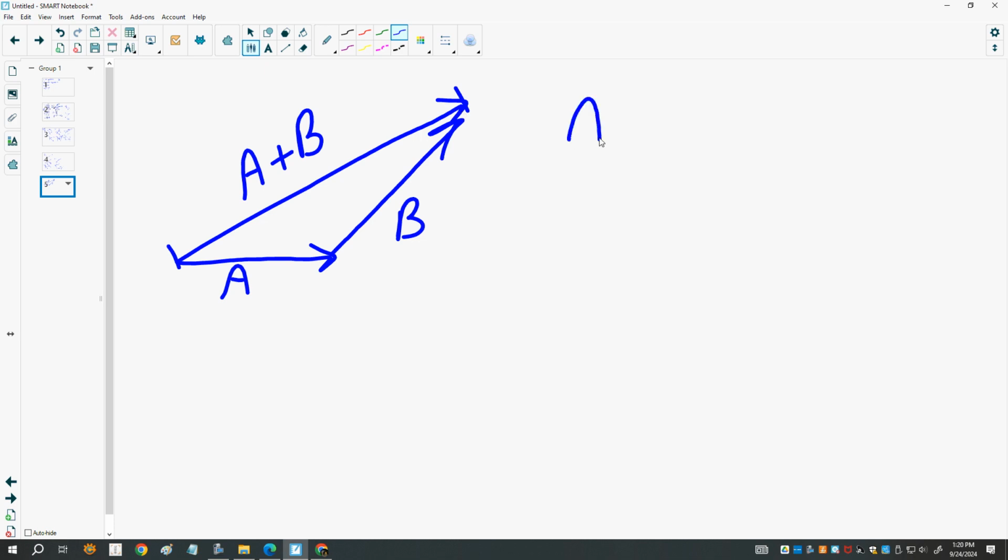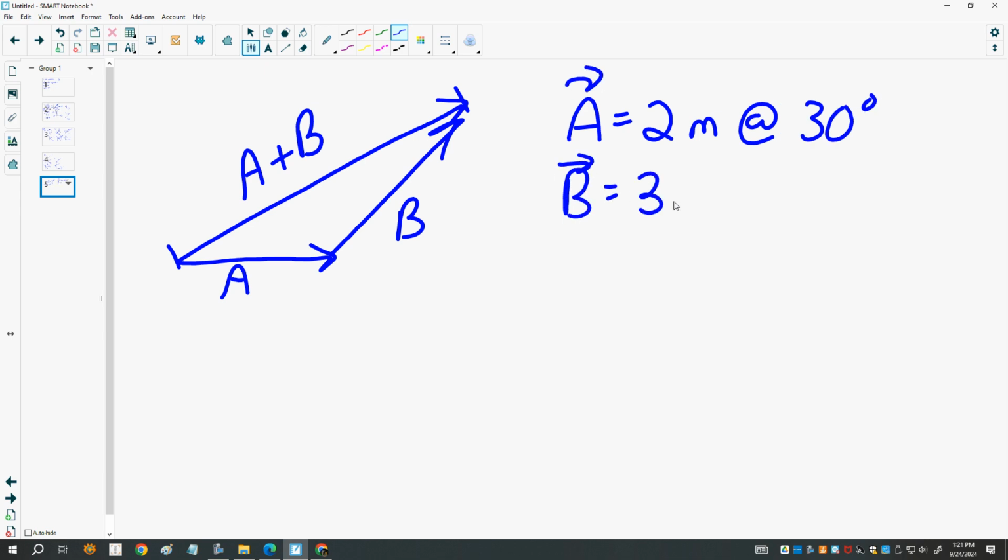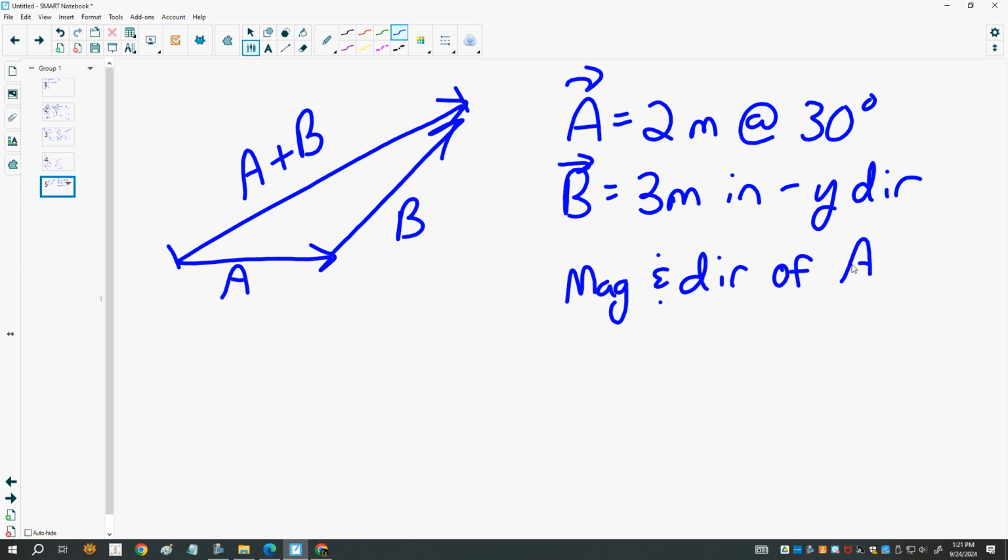And then I'll give you other vectors, like a is 2 meters at 30 degrees, and the vector b is equal to 3 meters in the negative y direction, and ask you to tell me what is the magnitude and direction of a plus b, or a minus b, or whatever it may be. Okay, so you'll have to be able to add vectors numerically.